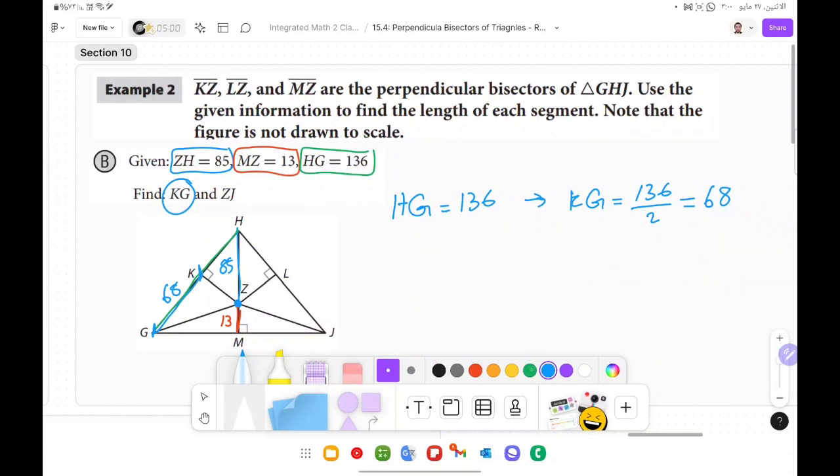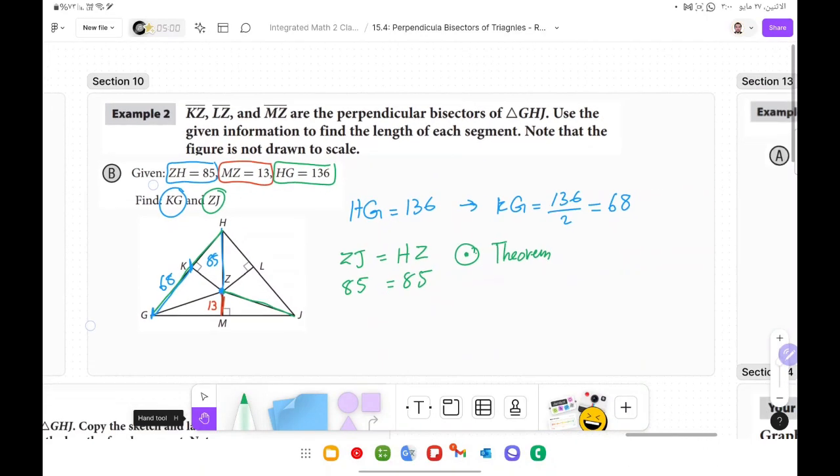Now how about ZJ? ZJ starts from here to here, and because ZJ should equal HZ because of the circumcenter theorem, ZG should equal 85, and this one also 85.